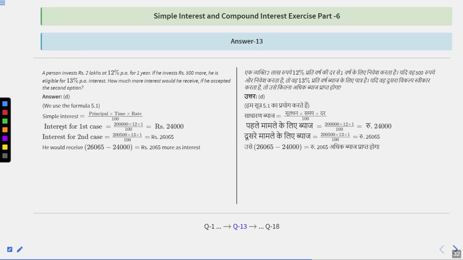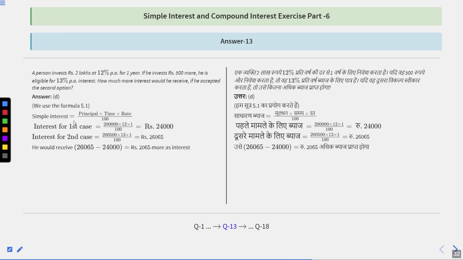Now time's up. Let's see the solution. The simple interest formula is PRT upon 100. In the first case, you have invested 2 lakh at 12% per annum. For 1 year, you will get 24,000 simple interest. But in the second case, when you invest only 500 rupees more, it means 2 lakh 500 multiplied by 13 multiplied by 1 upon 100, you will get 26,065 rupees. So how much more do we get? 26,065 minus 24,000, so we get 2,065 rupees more as interest. So D is the correct answer.